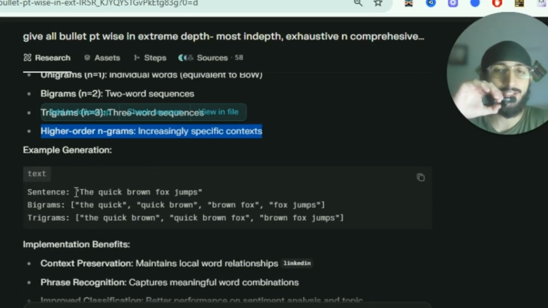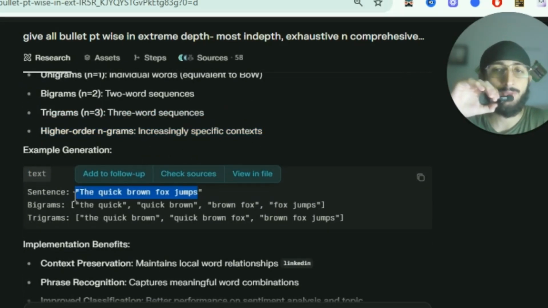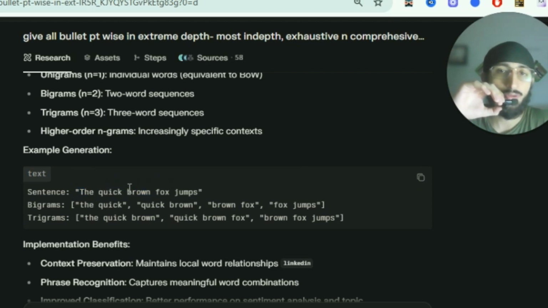Example generation sentence. Let us say we have: the quick brown fox jumps. For bigrams we create the quick, then quick brown, then brown fox, and then fox jumps. So we are basically maintaining a sliding window. For bigrams, the length of the sliding window is 2. So we take two at a time, right? Let us say we have i comma j here. So i and j would basically move in this format. i moves next, j moves next. Then i moves next, j moves next, and it considers two at a time. So that is how bigrams are formed.